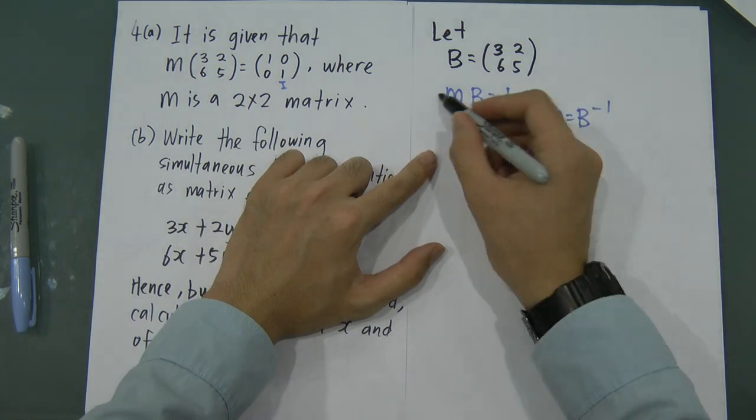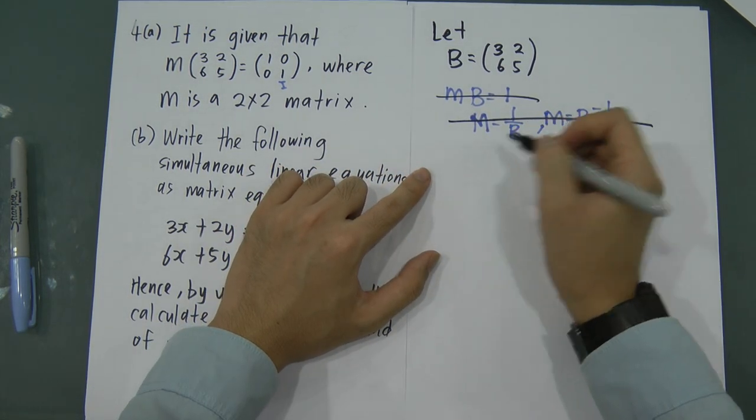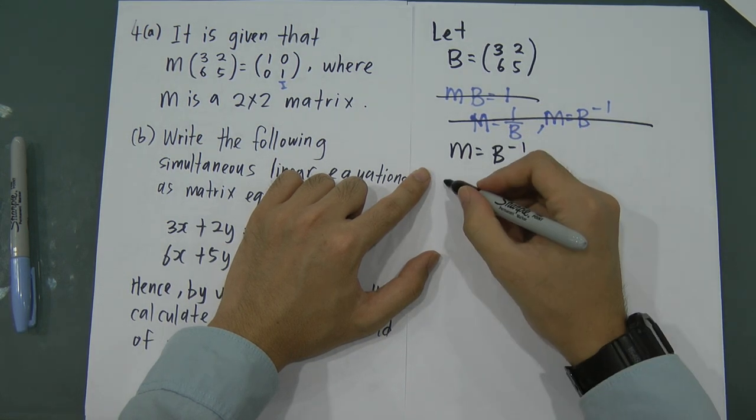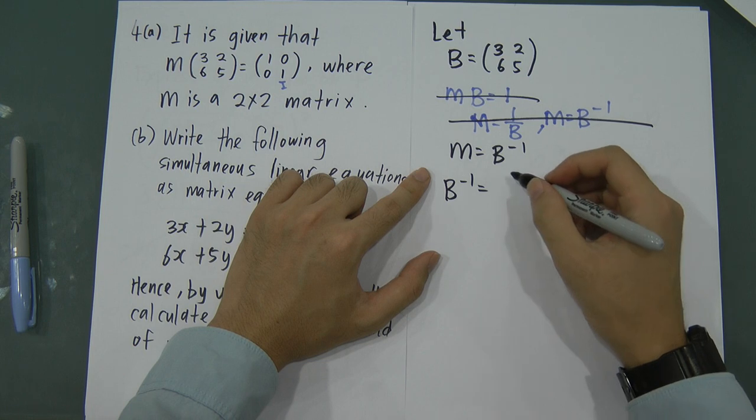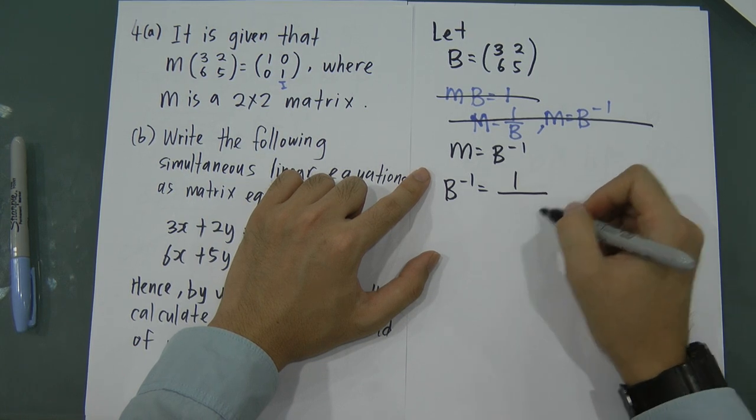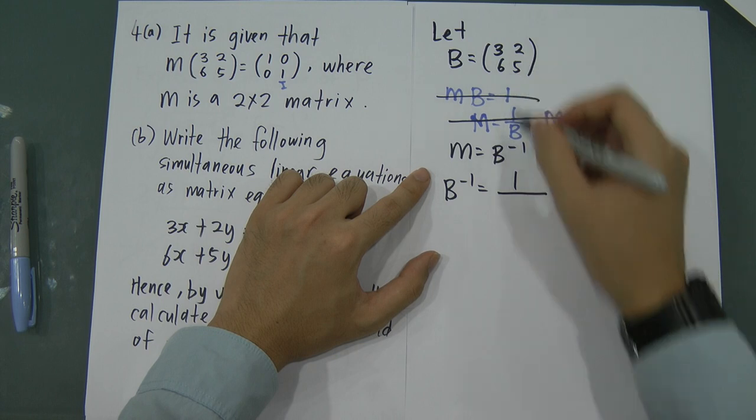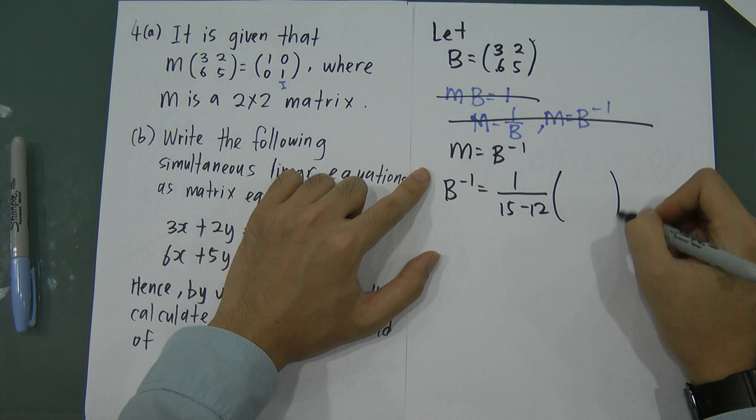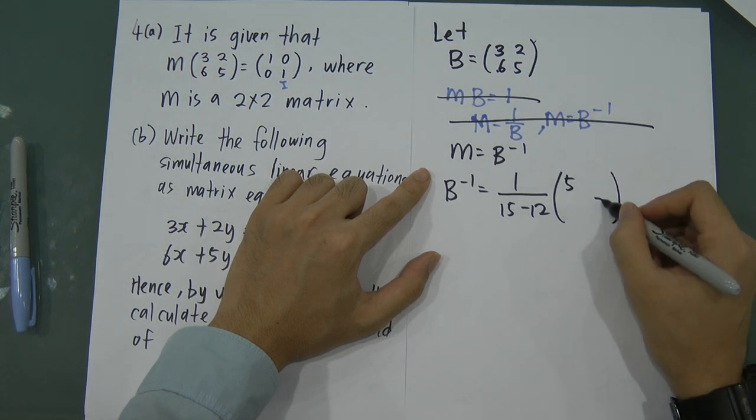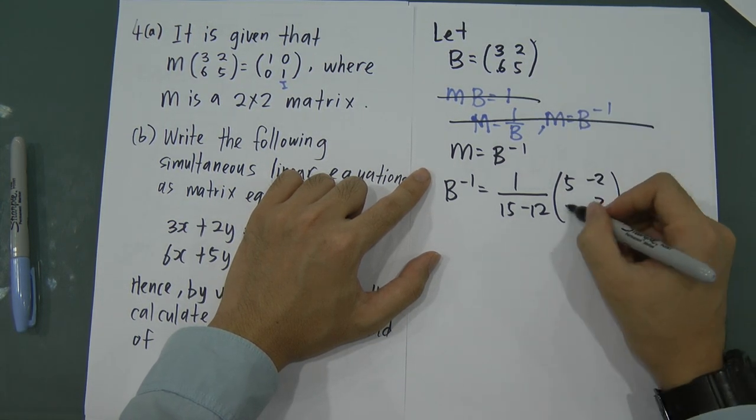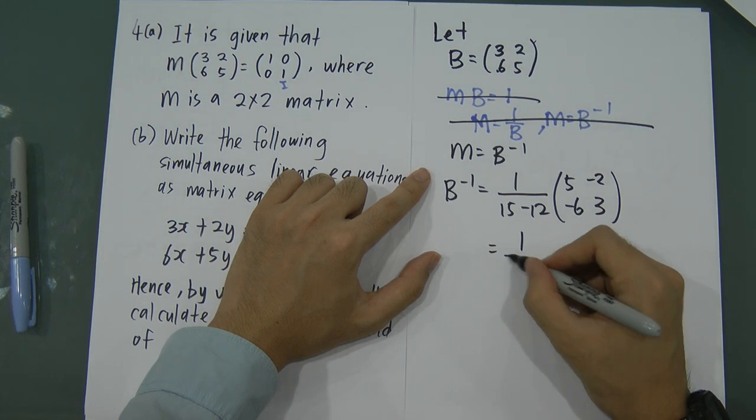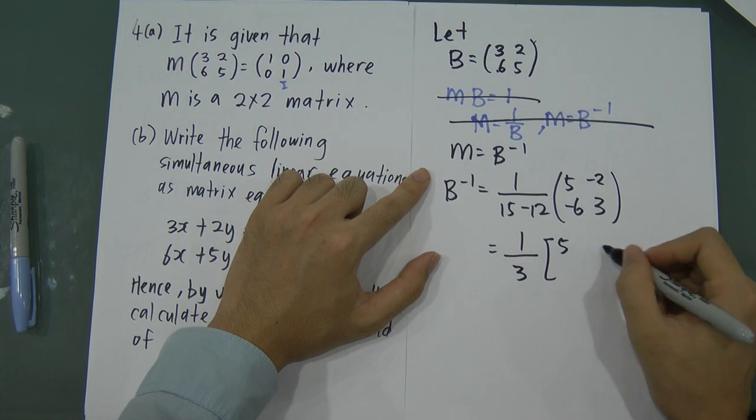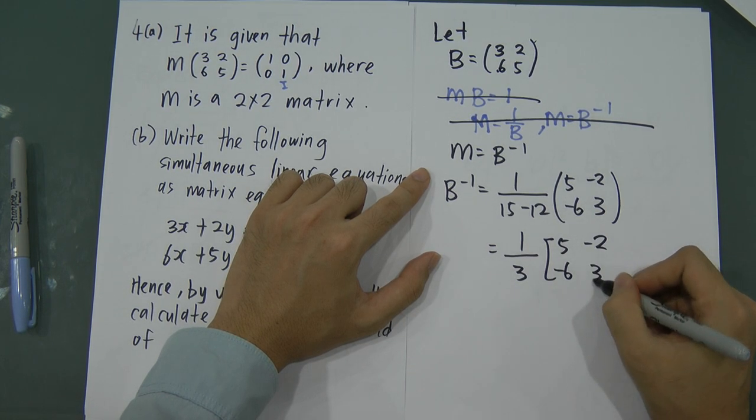Okay, so I let M equal B inverse. So I'm going to find B inverse, which will be 1 over AD minus BC. AD is 15 minus BC, 2 multiplied by 6 is 12. And then A and D we have to change place, so 5 over here, 3 over here. B and C we add negative, -2, -6. Then this is 1 over 3, and then here will be 5, -2, -6, and 3.